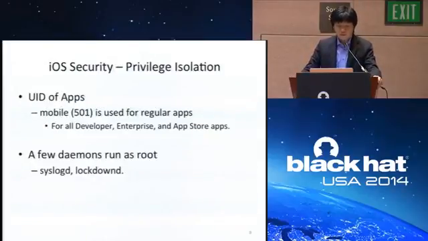Now, moving on, let's look at another security feature called privilege isolation. Basically, the class of normal apps that I mentioned just now that are installed on iOS devices will be given the UID of 501, which means that they run as the mobile user. These are isolated from other types of binaries that run as root daemons. Examples of this are syslogd or lockdownd.